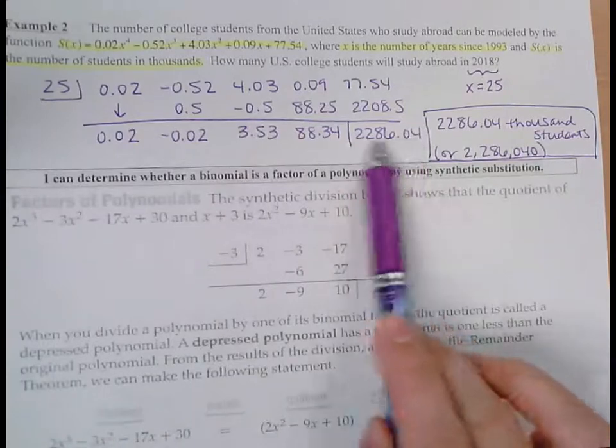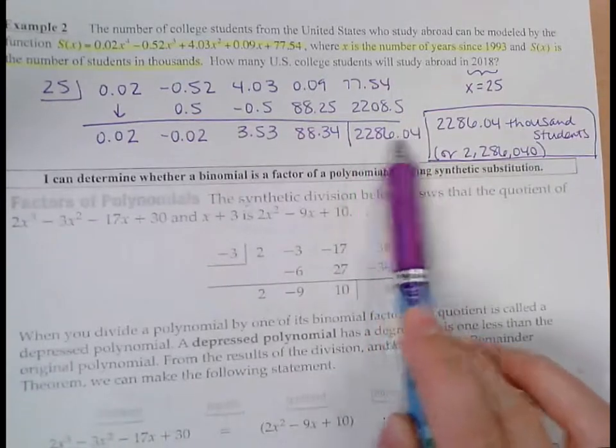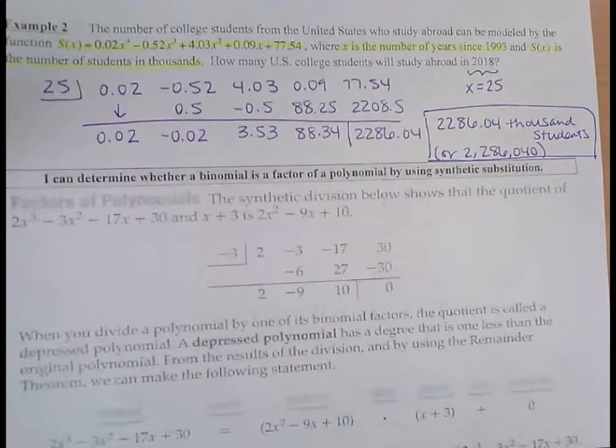Don't just say this is the number of students. It would be this many thousand students. That would be the only thing to double check or be careful of with your label on your answer. But if you got the right value, then you're doing the process correctly. Any further questions on that before we move on to the last example?